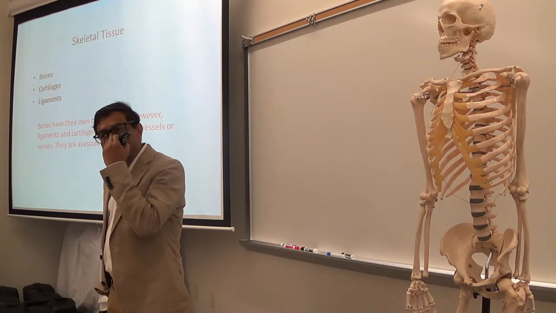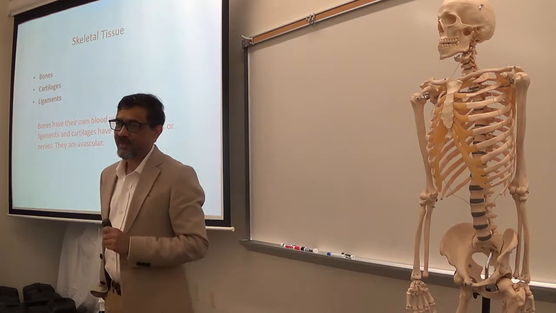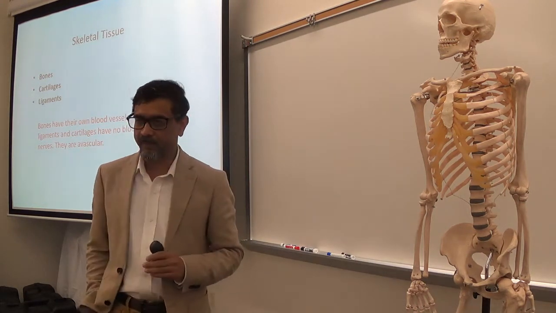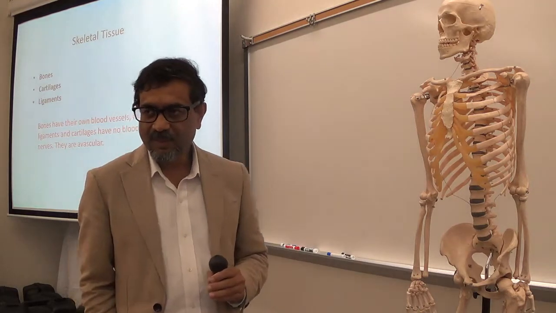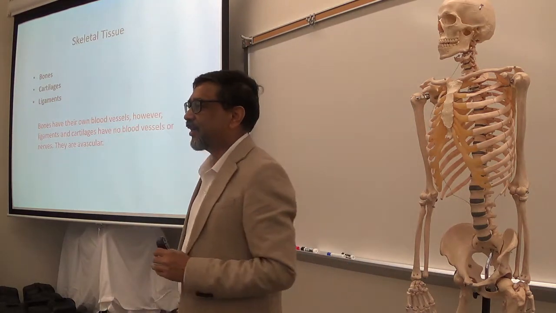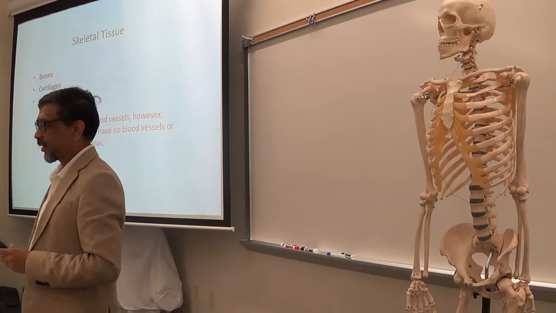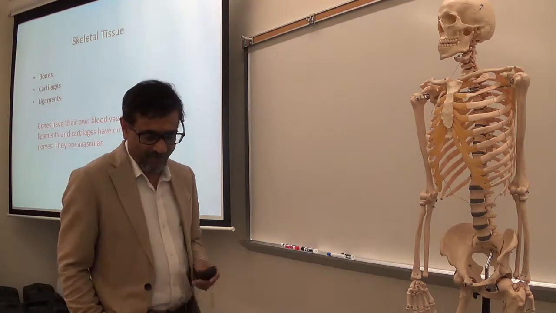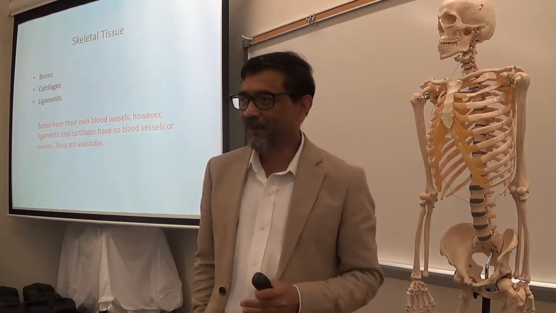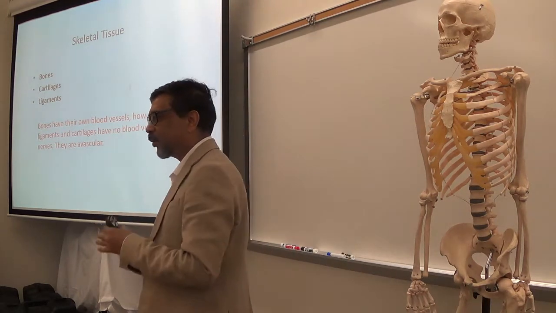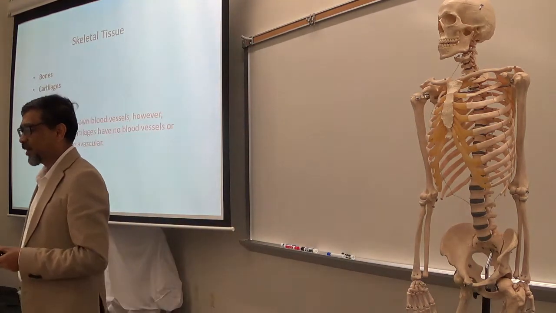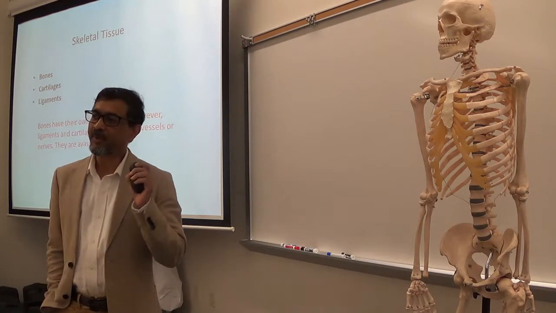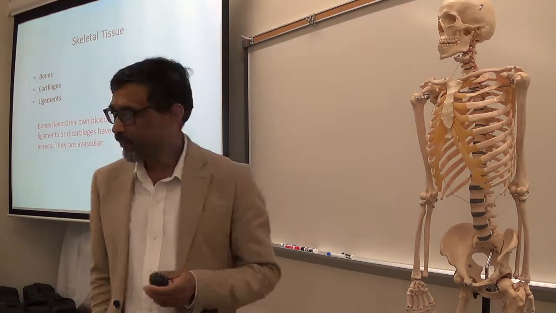Among these 3, only bones have blood vessels and nerves. Cartilages and ligaments are avascular, no blood vessels, no nerves. So if you cut the ligament, you won't see bleeding, you won't feel pain. Only bones have blood vessels and nerves.